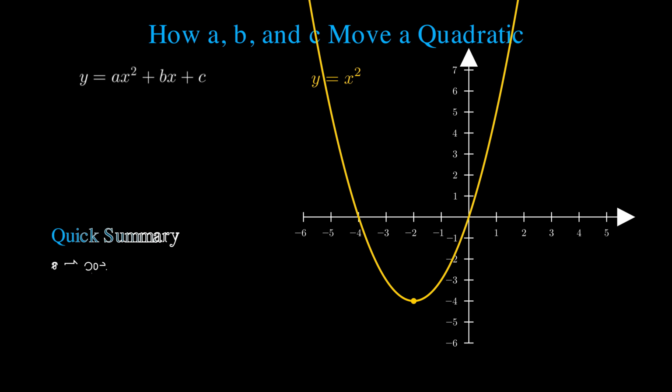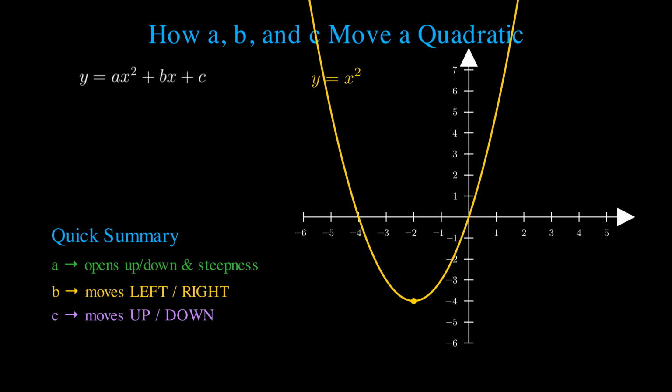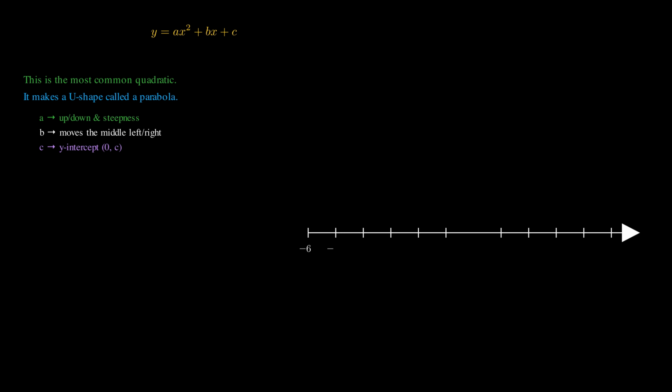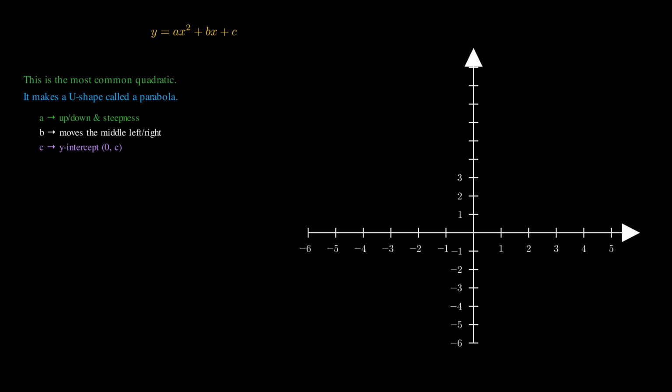Here is what each letter does. A controls opening direction and steepness. B moves the parabola left or right. C moves the parabola up or down. When graphing standard form, we use a table of values.